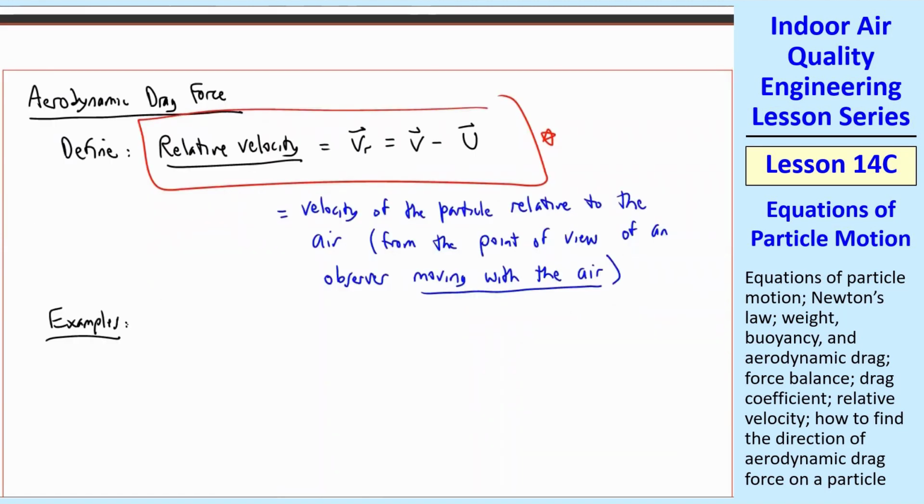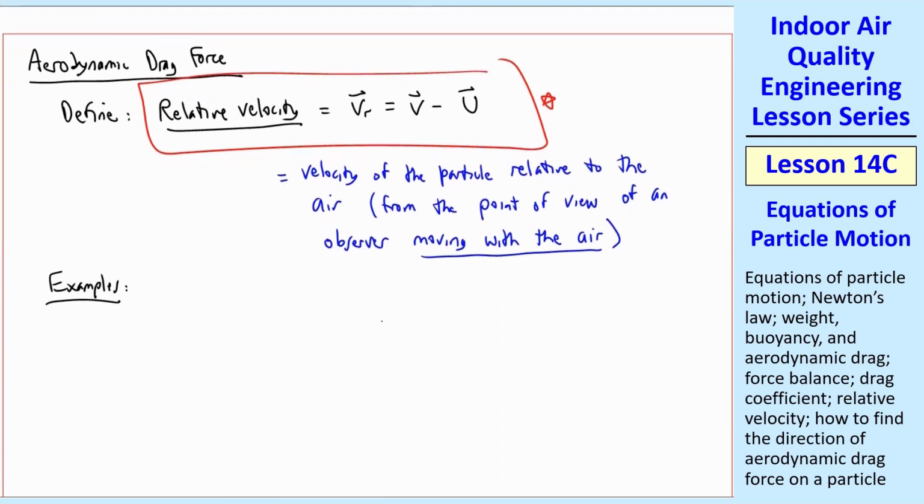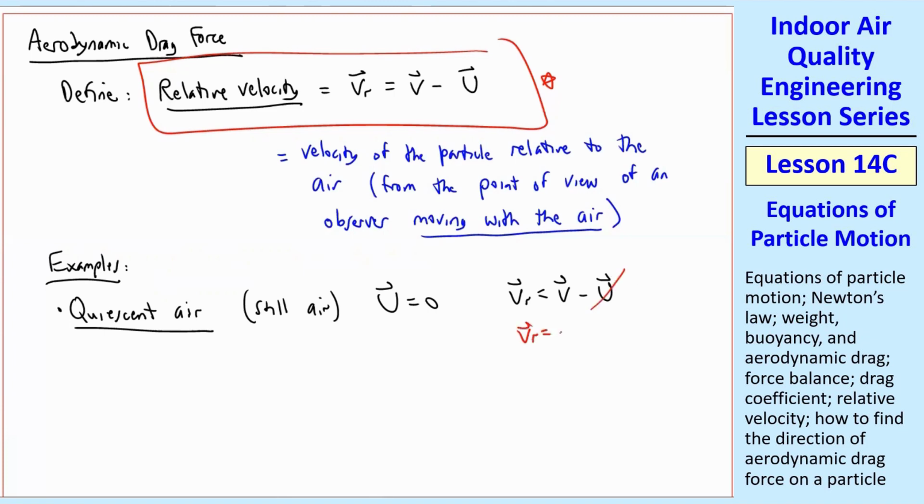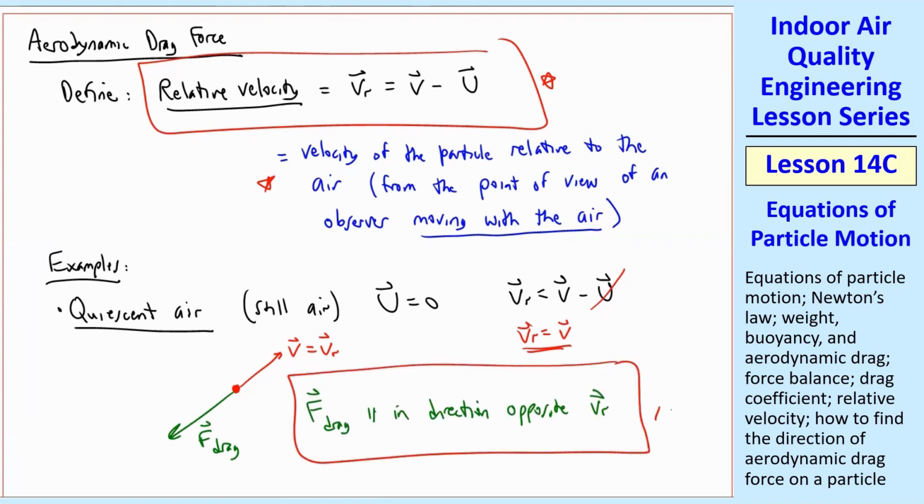Let me do some examples to show what I mean, and this will be in terms of increasing level of difficulty. The first example is what we call quiescent air. That's just a fancy name for still air, which means u is 0. So VR is v minus u, and u is 0, so VR is just equal to v itself. And that makes sense. The velocity of the particle relative to the air, that's our definition of relative velocity. From the point of view of an observer moving with the air, well, the air is still, so you're just standing there, and the particle's moving, so the particle has the same velocity as the relative velocity in our definition. So here's the particle, and if it's moving in some direction here, that's also equal to the relative velocity. And then what we're saying is that the drag force will just be opposite to that direction. So we see that F drag is in the direction opposite of VR.